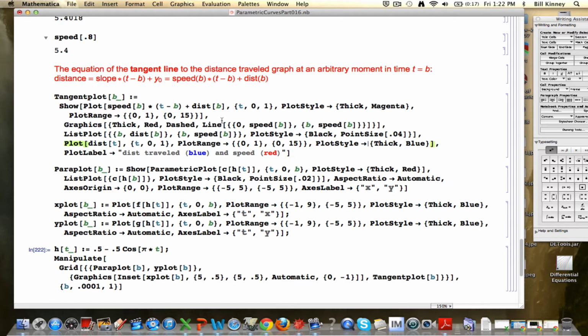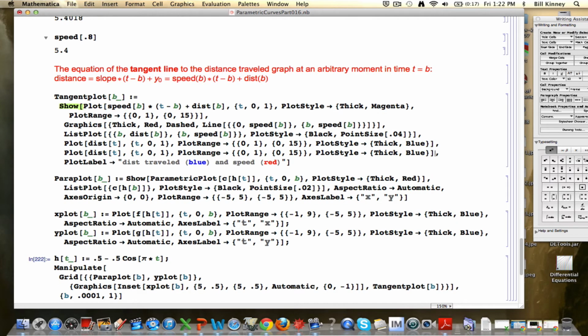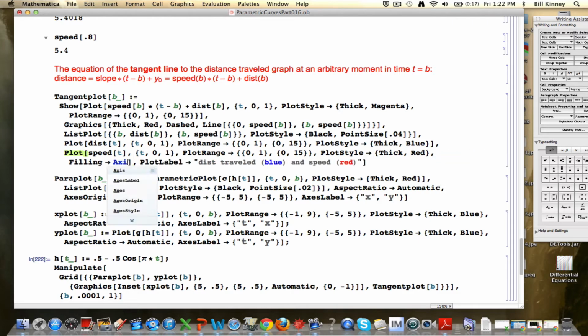The second thing I want to do is I do still want to graph the speed as a function of time, but I'm going to put it in a separate plot. So here I've copied and pasted the plot. I'm going to change dist to speed and change this blue to red. And I'm going to make a couple more changes. First of all, I'm going to add another option in here called filling. And the value I assign to filling is going to be axis. We'll see what that does in a moment.